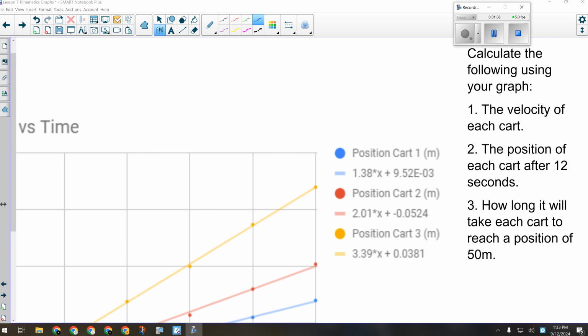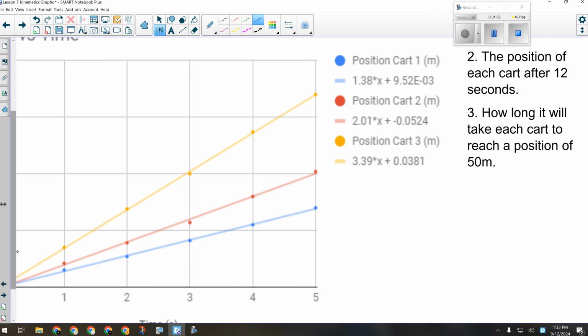Because m's velocity calculation's already done for me. The slope of each one of these lines is how fast that object is going, and I know the slopes. For the blue one, it's 1.38 meters per second. For the red one, it's 2.01 meters per second. And for the yellow one, 3.39 meters per second, which fits: the yellow line is the steepest of the three lines. Therefore, that is the fastest of the three carts.